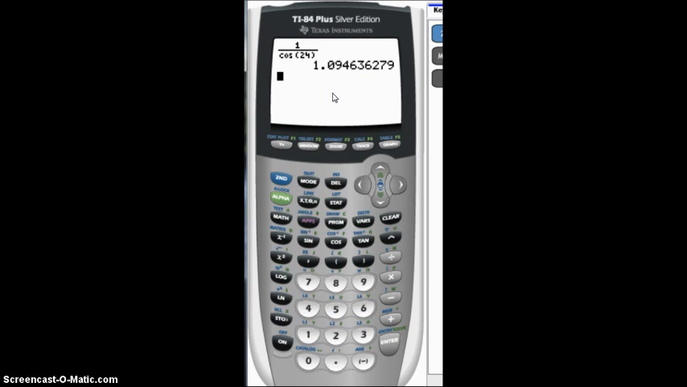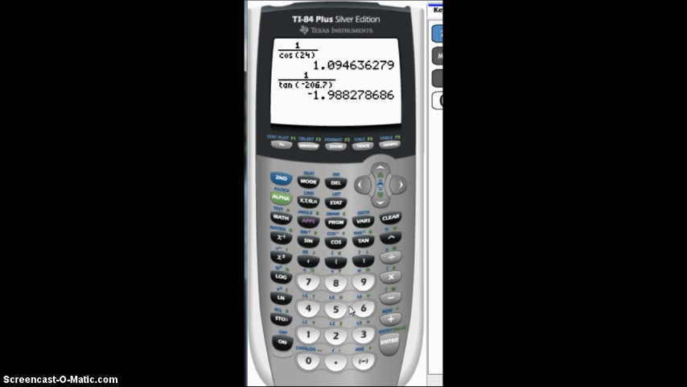When I want to do cotangent, that's the reciprocal of tangent, so I do 1 over tangent of negative 206.7. Hit enter, and there we go. Same answers, just a little bit different.